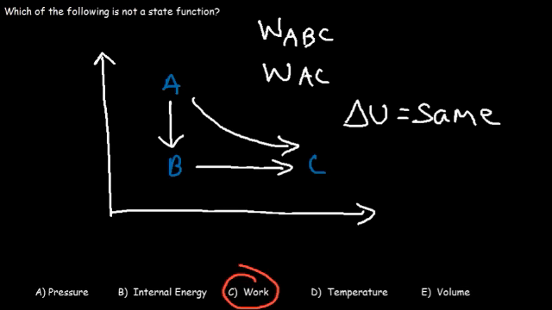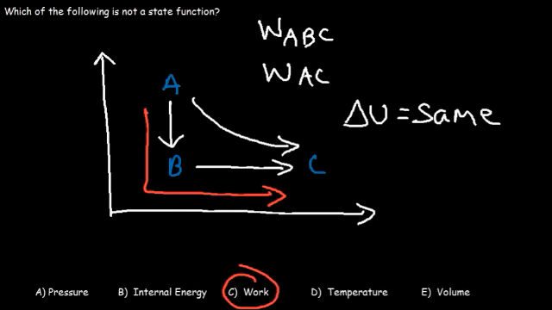The change in internal energy does not depend on the path. It depends on the state. As long as you go from A to C, regardless of whether you pass through this path or this path, the change in internal energy is the same, which means it's a state function.